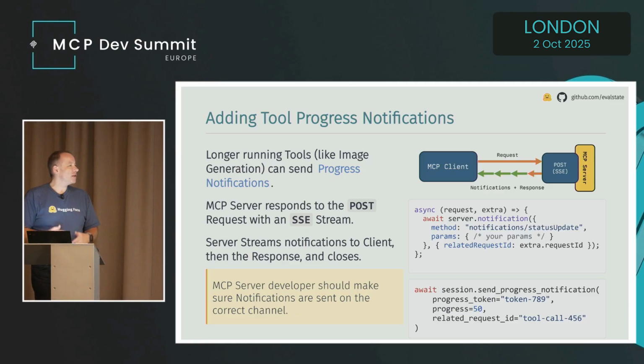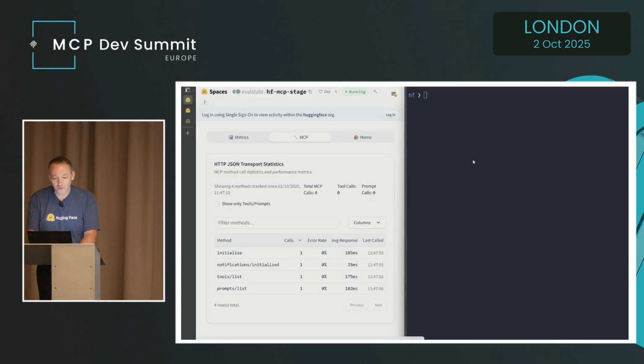This is really useful, particularly if you think about Hugging Face, where we might get a new model from Black Forest Labs or something to generate an image. So we want to give people an update. I'll just give a quick demo of both of these things.